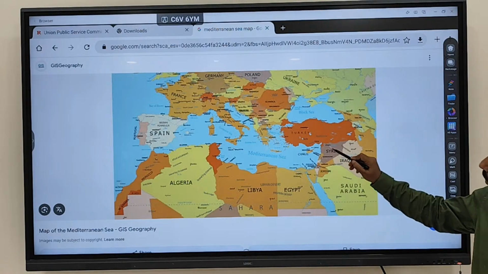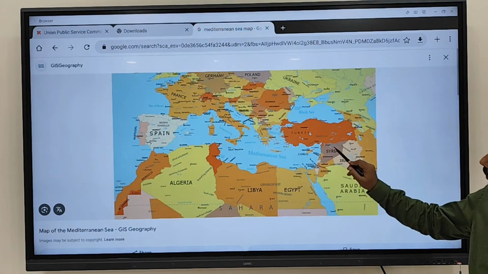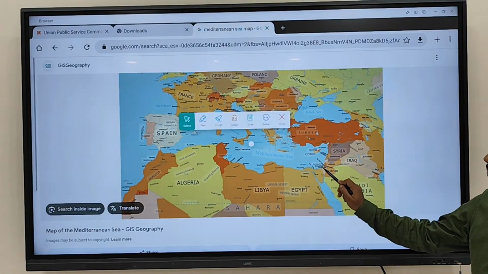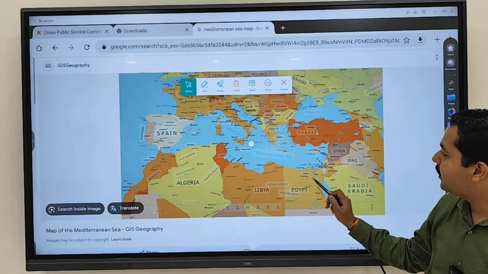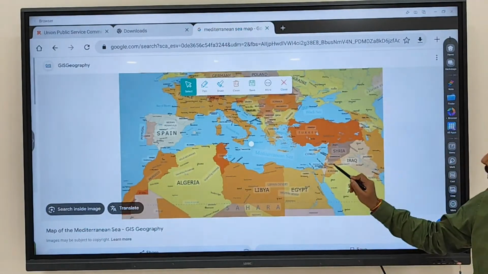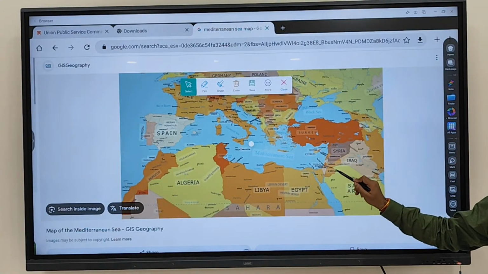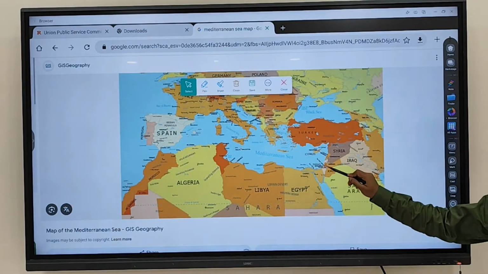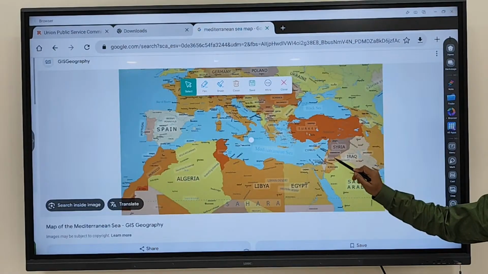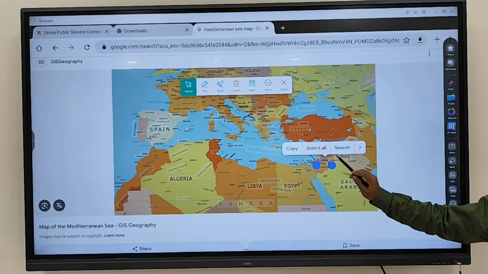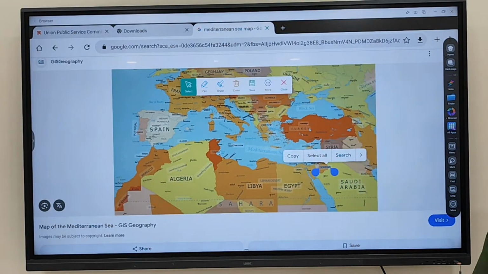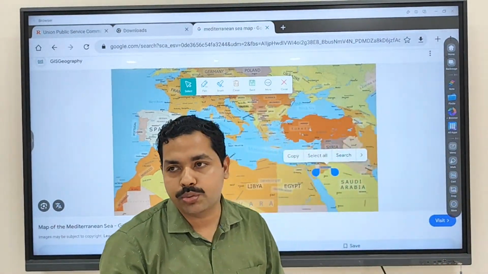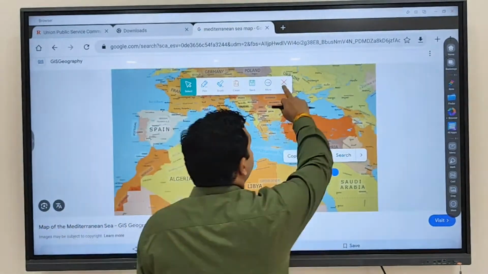So you can see this is where Syria is lying. Syria is touching the Mediterranean Sea. You will see Israel also touching the Mediterranean Sea. You will also see this is Jordan. Jordan is not touching the Mediterranean Sea. This side Israel, this side Syria, and the other side is Jordan. So Jordan is not touching the Mediterranean Sea. Which country is touching which seas, we will take up in oceanography currently.